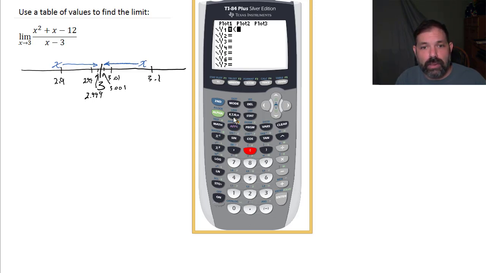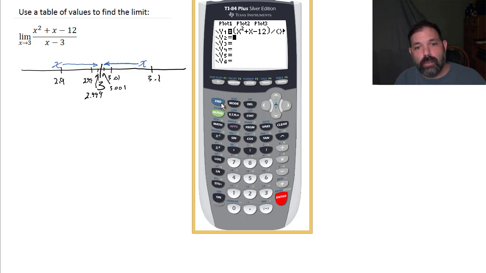So parentheses, x squared plus x minus 12. There's the numerator. Division. And now for the denominator, parentheses, x minus 3. Close that off. I'll hit enter. That's my y1.